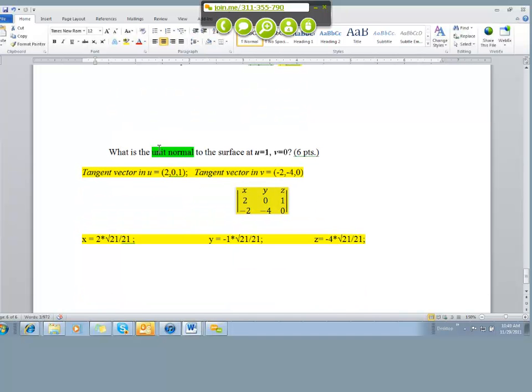Once you take the cross product, then it says, give me the unit normal. And so you have to divide by the magnitude. And so you should have gotten an answer something like 2 times the square root of 21 divided by 21, 1 times, minus 1 times the square root of 21 divided by 21, and minus 4 times the square root of 21 divided by 21. And if you crossed it the other direction, then this x would have been minus, and the y and z would have been opposite.